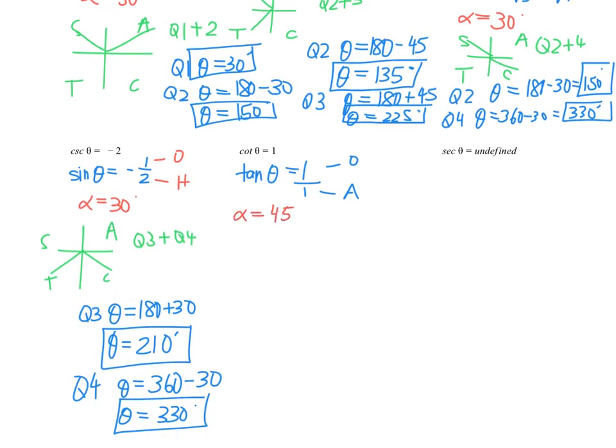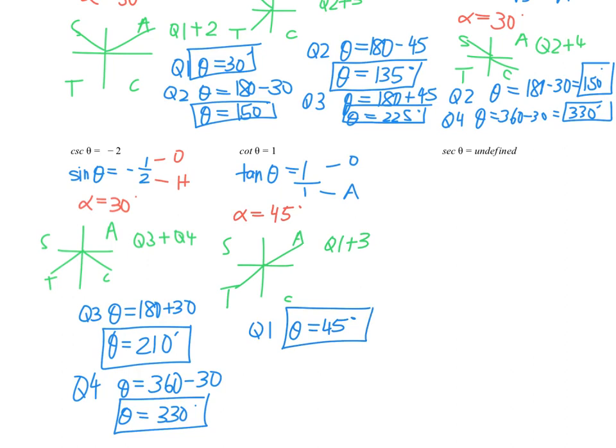Alpha is 45 degrees. And now I'll use my CAST rule to see where tan is positive. And it's positive in quadrant 3 and quadrant 1. So in quadrant 1, theta is just the reference angle, 45 degrees. But in quadrant 3, theta is 180 plus 45, which is 225 degrees. And there we go.